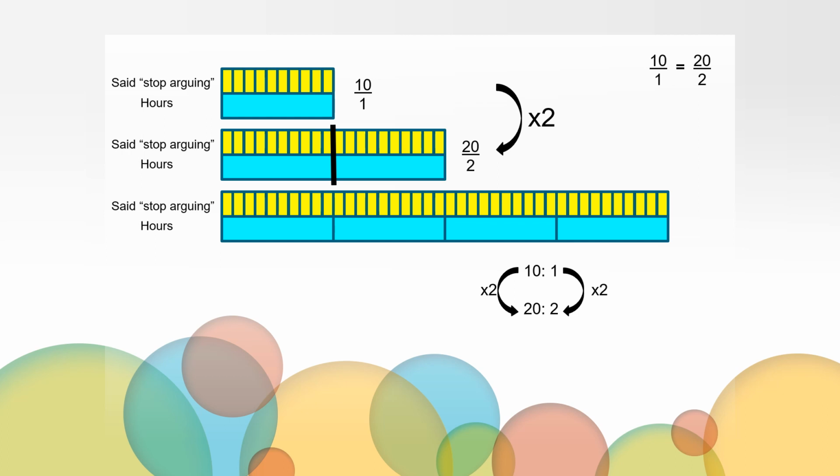You may have realized that you could keep using that same 10 to 1 relationship to figure out different proportions related to this problem. For example, 10 to 1 is proportional to 40 to 4. Just multiply both parts of your ratio by 4. You could have used this thinking to help you figure out how many times Mom said, "Stop arguing" in 9 hours.